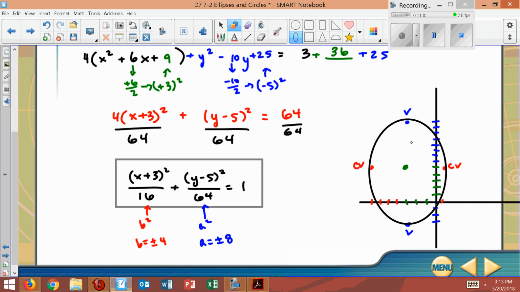If you wanted to put the other pieces, so remember these are vertices, these are co-vertices. We could say our major axis has a length of 16 because it's 8 up and 8 down. And it would be on the line x equals -3. And then this would be our minor axis. Since we went left 4 and right 4, it has a length of 8, and it's on the line y equals 5.